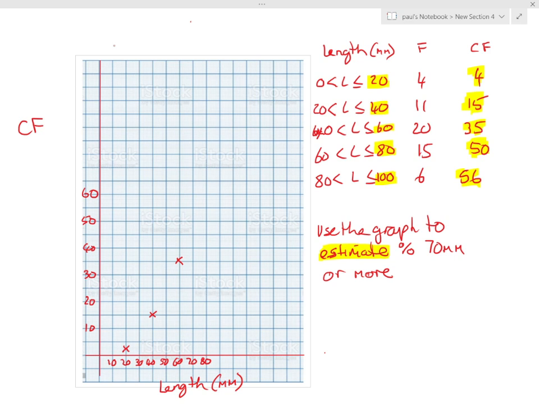80 gives us, oh, I can go up to 100 as well, I forgot that. 80 goes up to 50. And 100 is 56. That's 90, isn't it? 90, 100. 56.